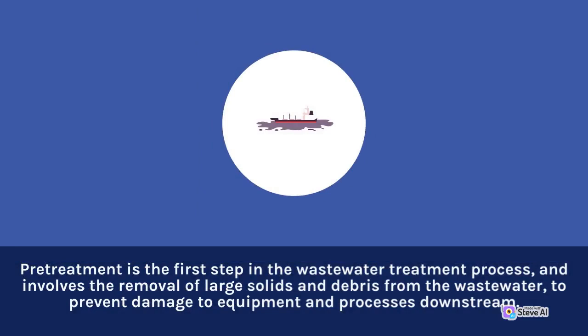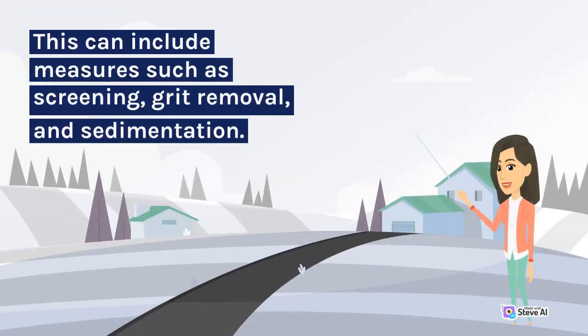Pretreatment is the first step in the wastewater treatment process and involves the removal of large solids and debris from the wastewater to prevent damage to equipment and processes downstream. This can include measures such as screening, grit removal, and sedimentation.